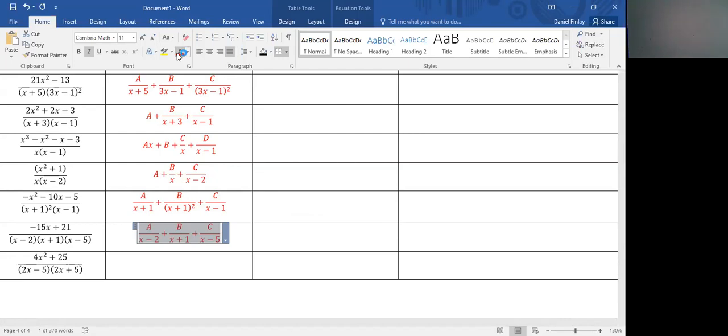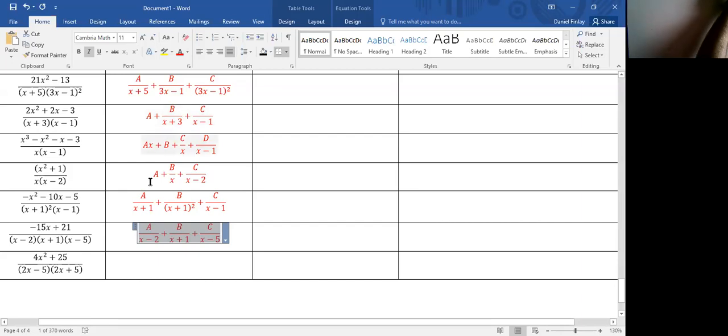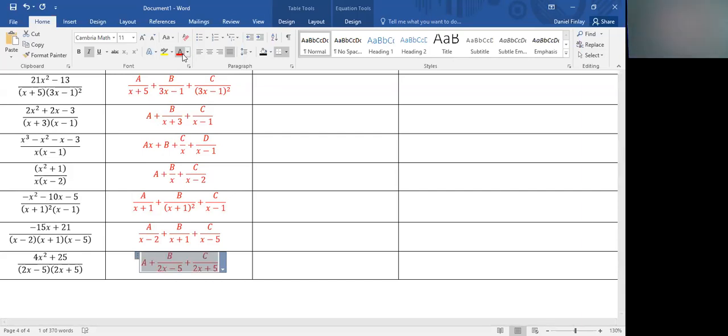And the last one, have a think about what the form would look like. Good. Okay, now we've got that column filled in.